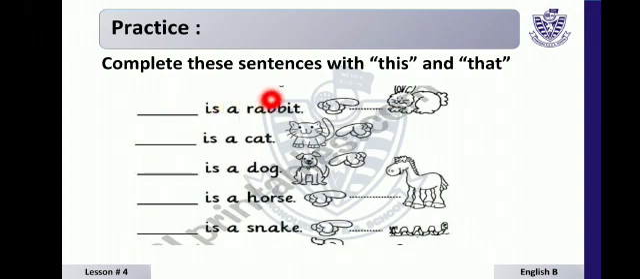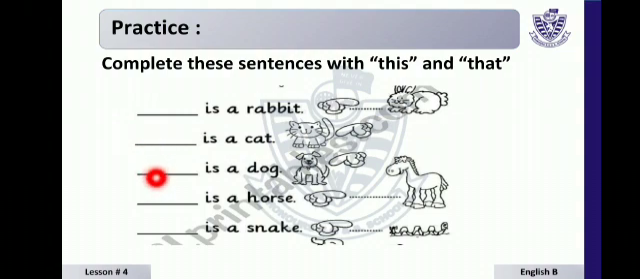Complete these sentences with this and that. Dash is a rabbit. We can see that the rabbit is far from the speaker. So we will write here that. That is a rabbit. Next one is dash is a cat. We can see that the cat is close to the speaker. So we will write here this.